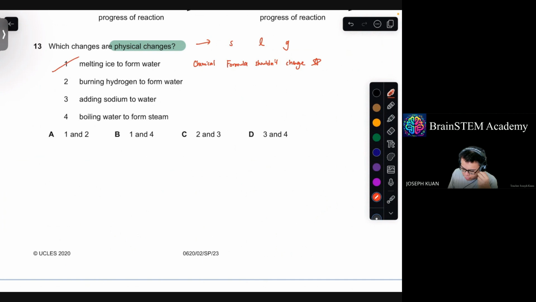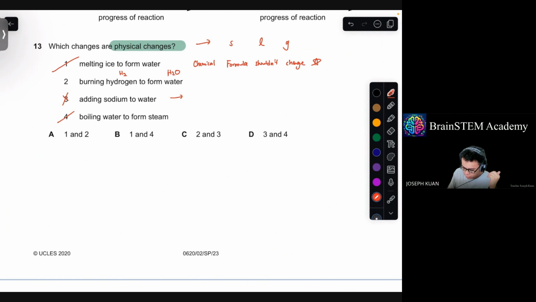2, burning hydrogen to form water. You see, it's changing from H2 to H2O. That's actually a chemical change. 3, adding sodium to water. When you add metals to water, it usually forms a hydroxide, right? And also hydrogen gas, usually. That's the general equation. So that's off. So it will be 1 and 4.